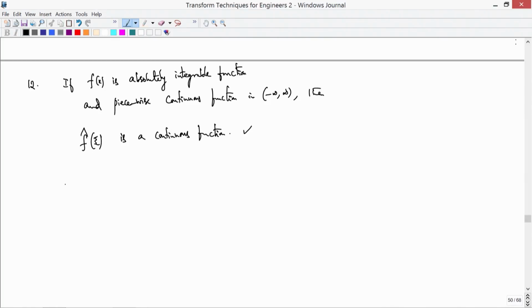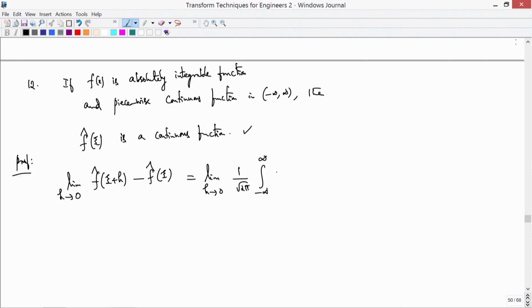So, what do you do to prove this? We have to prove f cap of xi plus h minus f cap of xi. Now, if you allow h to go to 0 from both sides, you want to show that this is equal to 0. Okay. So, by definition this is the proof of this property. So, as h goes to 0, f cap is 1 by root 2 pi, integral from minus infinity to infinity of f of x, which is common in both, and what you get is e power minus I xi plus h x minus e power minus I xi x dx. This is what you have.